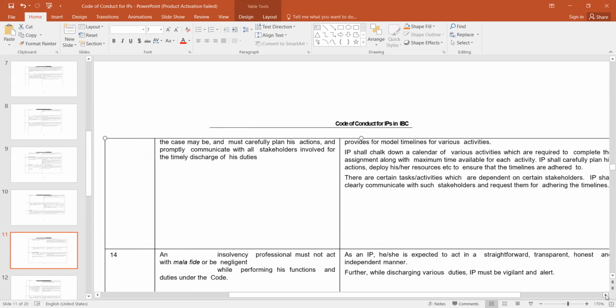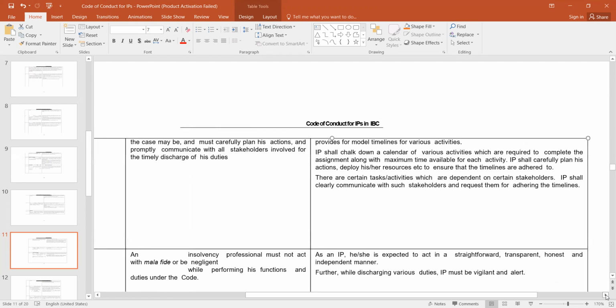So you have to carefully plan your work because you already know what the timeline is, and promptly communicate with all stakeholders involved for the timely discharge of his duties. Because various model timelines have been prescribed, the IP shall chalk down a calendar of various activities which are required to complete the assignment, because you have to break down the activity into various components. Accordingly, you have to chalk down a calendar of various activities required to complete the assignment along with the maximum time available for each activity. So the IP shall carefully plan his actions and deploy his resources to ensure that the timelines are adhered to.